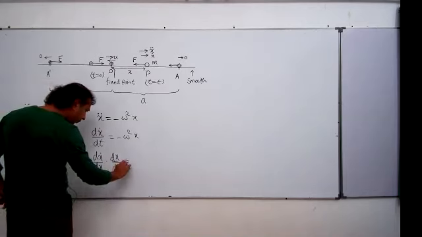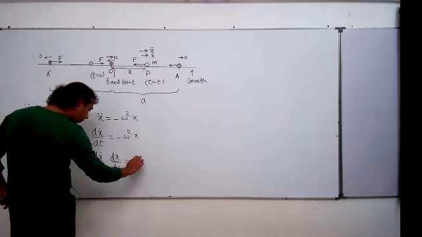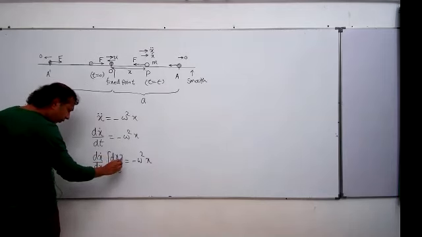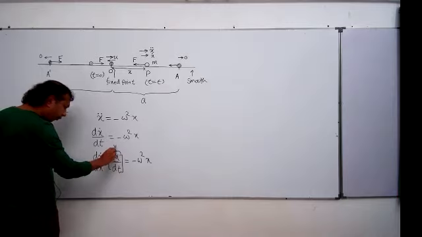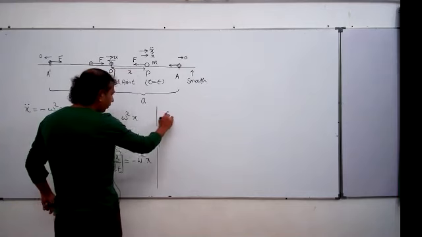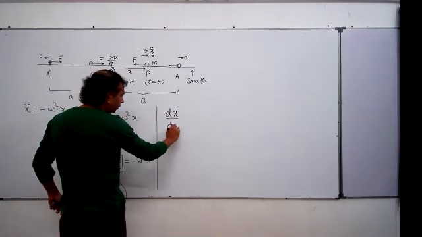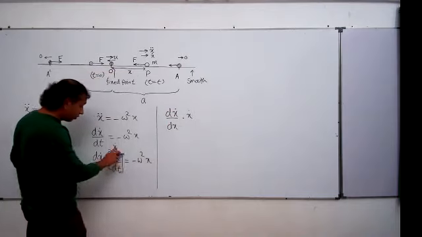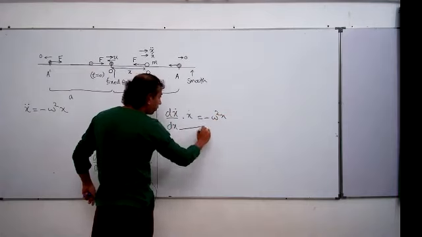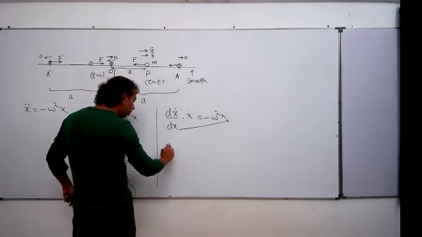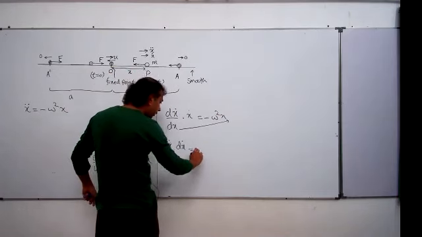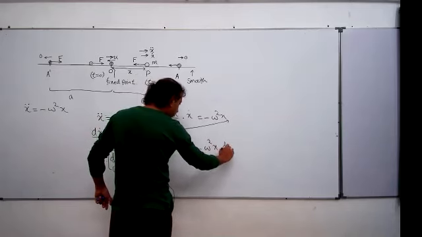It equals minus omega squared x. But do you know what dx upon dt is? This is nothing but x dot. Then we get dx dot divided by dx times x dot, equals minus omega squared x. We bring this dx to the right hand side. So we get x dot times dx dot equals minus omega squared x dx.